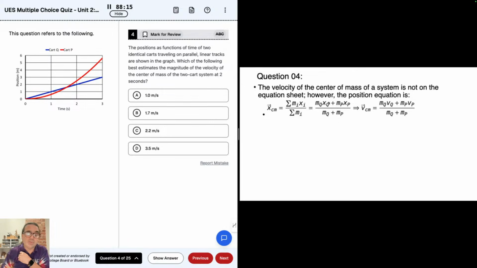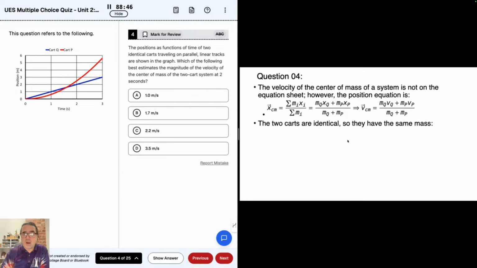But realize that you could replace this position with velocity. You can also replace it with acceleration if you're looking for the acceleration of the center of mass. So from the equation sheet, you can get from this position of the center of mass of a system of objects to the velocity of the center of mass of the system of objects. So to find the velocity of the center of mass of this 2-object system, we're going to take the mass of cart Q times the velocity of Q at 2 seconds, plus the mass of P times the velocity of P at 2 seconds, divided by the total mass of the 2 objects.